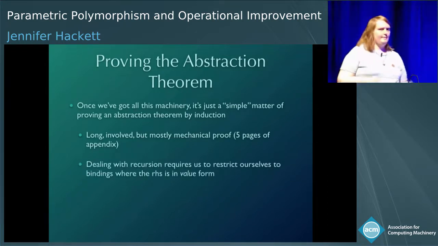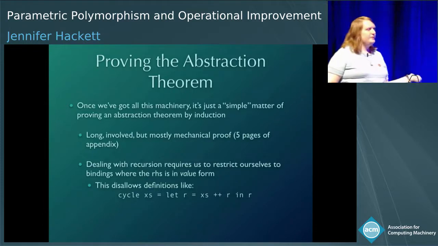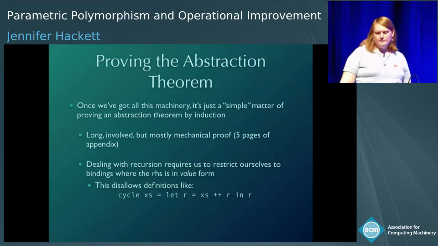We want to have fixed points, but it turns out that it's kind of hard to think about general lazy fixed points. So we have to restrict ourselves to cases where the right-hand side is in a value form, which means we can't have definitions like this. We think we can fix this in the future.